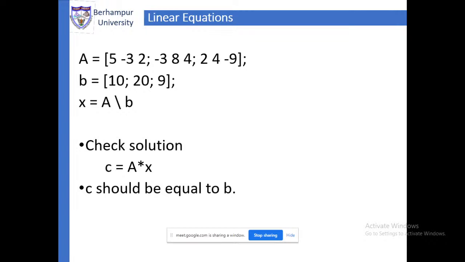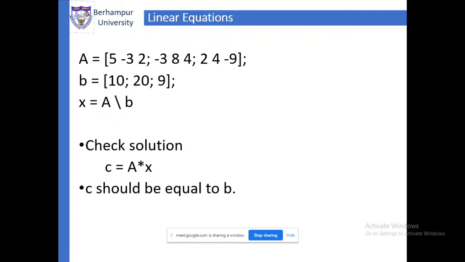Now you have got a 3 cross 3 matrix. So we put all these elements within square brackets. So A is equal to start square bracket 5 minus 3, 2, semicolon minus 3, 8, 4, semicolon 2, 4, minus 9. Then end the square bracket. Now we do not want A to be echoed on our screen, therefore we put a semicolon after the line. When the command ends, we put a semicolon. If we don't put the semicolon, then it will be echoed on our screen. So we have written A.